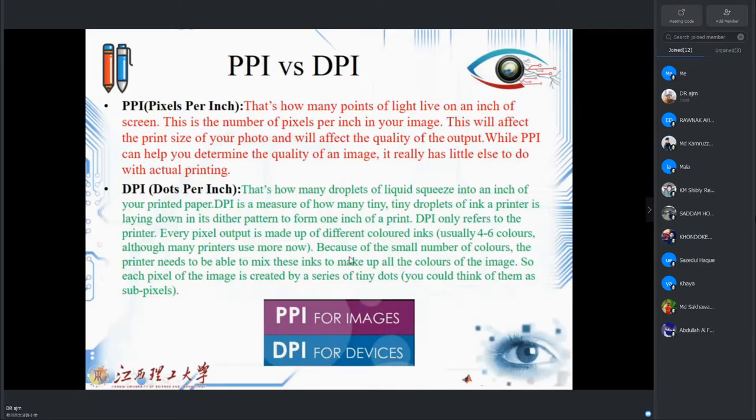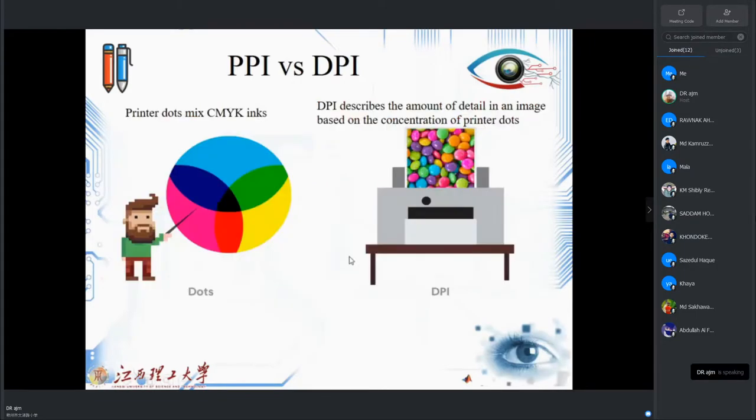Okay, let us see them in one figure. As you see, the printer mixes some CMYK inks, as you know, and then creates the dots, which are the combination of these inks. DPI describes the amount of detail in an image based on the concentration of paper dots, and that is why we call it DPI. Maybe this figure, which I bring for you as part of a chocolate, is a good example for DPI.